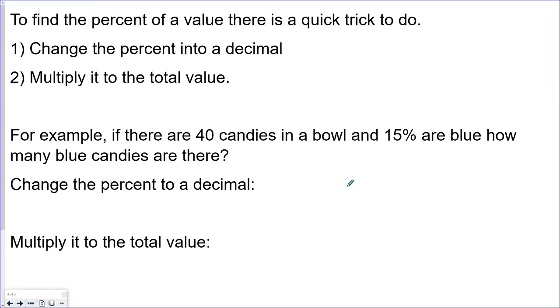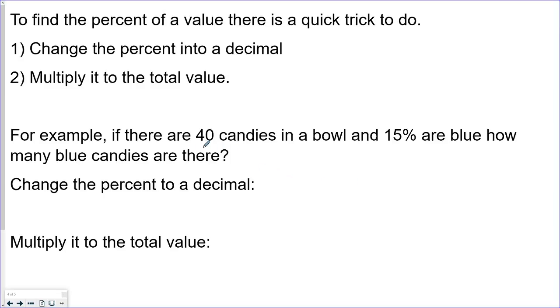Now, a common thing with percents is finding the percent of a number. So let's say you have 40 candies in this case, and you say 15% of them are blue. How many blue candies are there? Or if you have a stack of pizza boxes and you have 20 pizza boxes and you want 30% of them, how many pizza boxes should you get? Well, the way we figure out what the percent of a value is, we change the percent into its decimal form and then multiply it to the total value that we're looking at.